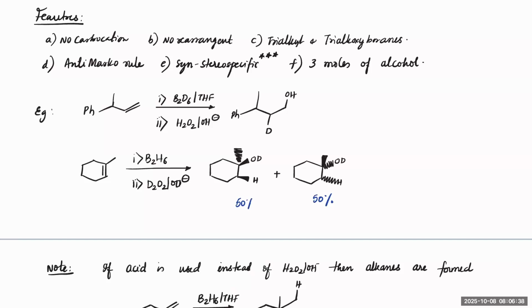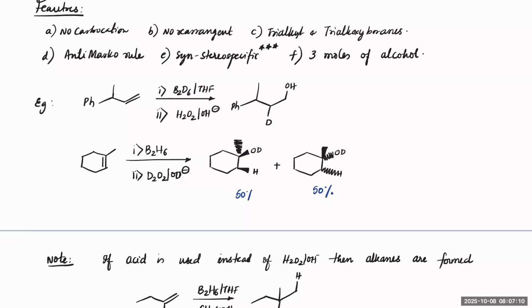So you can see pi bond is there, B2D6 is there. So D will get added here and OH will get added here, but both should be syn to each other. And that you can represent in a cyclic structure. You can see for this structure, OD and H, OD and H. See, both of them are on the same side. This is 50%, 50%. So the product is an enantiomeric mixture, but both will be 50-50 percentage.